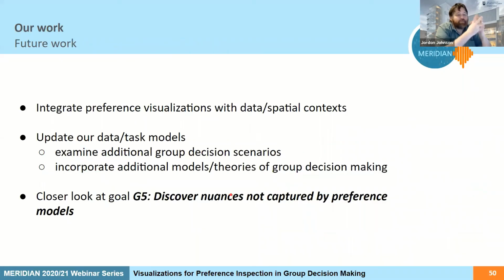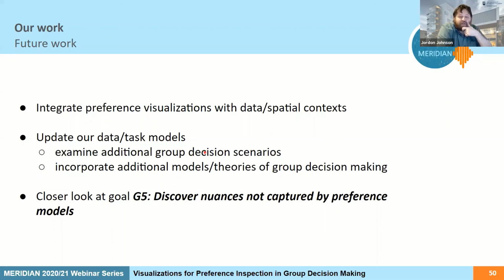So, I sped through that, but our future work is to integrate our visualizations with data and spatial context, because while preference inspection is an important part of group decision-making, it is by no means all of group decision-making. There are many other things to take into account. So integrating these visualizations with other data visualizations, and spatial context in a map, for example, can be quite useful in having a more holistic picture to support the group decision-making process.